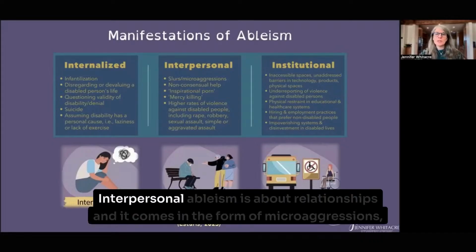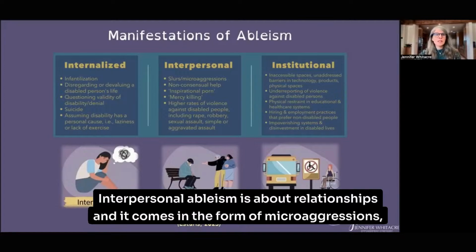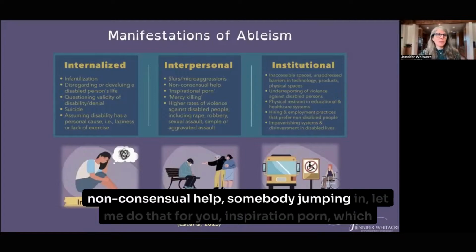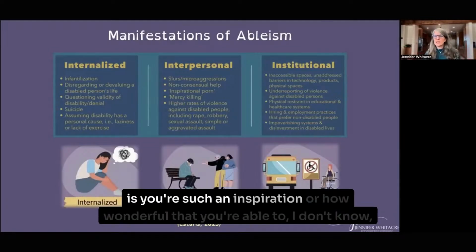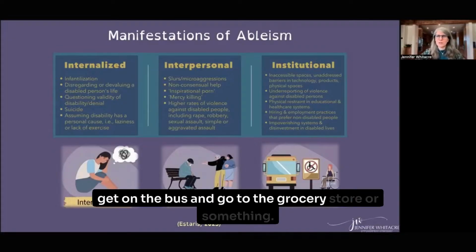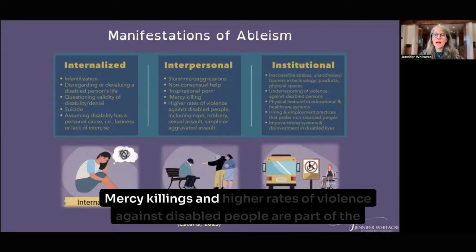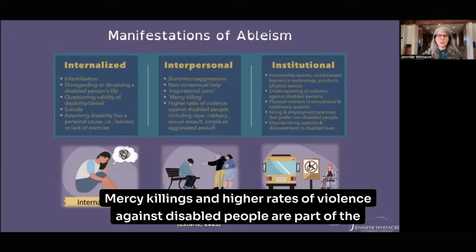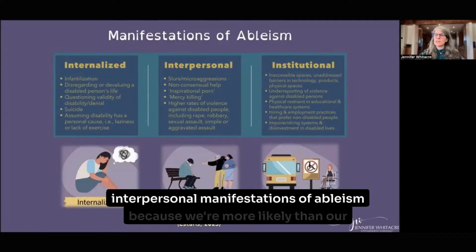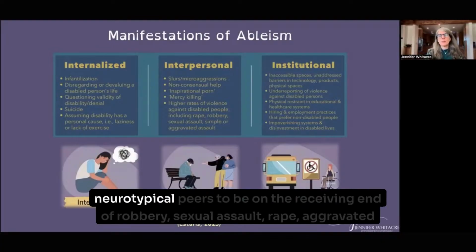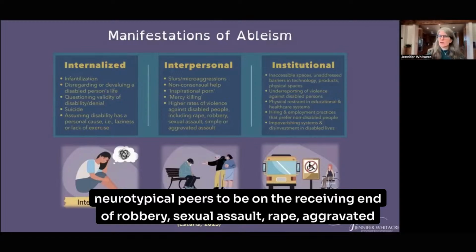Interpersonal ableism is about relationships, and it comes in the form of microaggressions, non-consensual help, somebody jumping in, "Oh, let me do that for you." Inspiration porn, which is, "Oh, you're such an inspiration," or "How wonderful that you're able to, I don't know, get on the bus and go to the grocery store or something." Mercy killings and higher rates of violence against disabled people are part of the interpersonal manifestations of ableism, because we're more likely than our neurotypical peers to be on the receiving end of robbery, sexual assault, rape, aggravated assault.